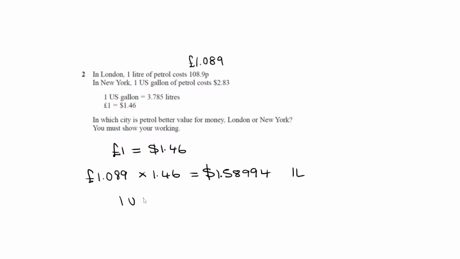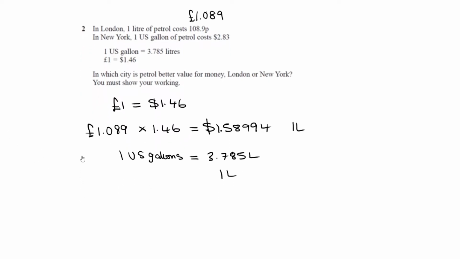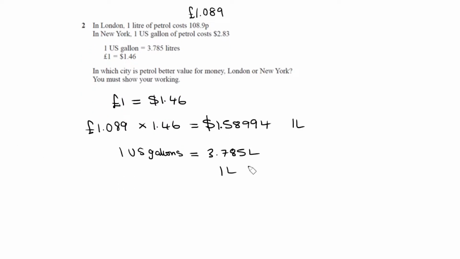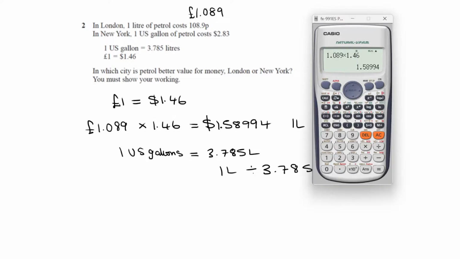I'm going to rewrite that one. You don't have to rewrite it, I'm just showing you by writing it out, over explaining it. 3.785. Do you see how now I'm working with the side that it's not based in? It's not based in litres, it's based in US gallons. So you're either going to multiply or divide. You just have to figure out which. In this case, I'm going to divide it. So 1 litre divided by 3.785.